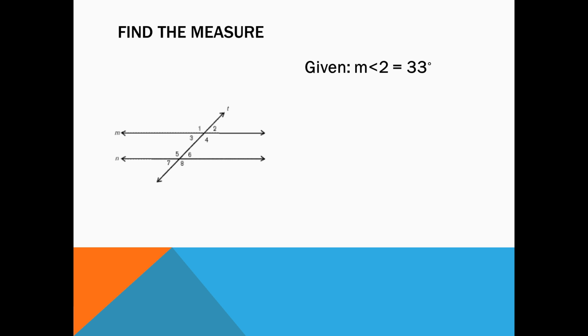We know that 2 and 7 are alternate exterior, so the measure of angle 7 equals 33 degrees. That plus the measure of angle 8 must equal 180 because they're a linear pair. Therefore, the measure of angle 8 is 147 degrees. It seems that same side exterior angles are also supplementary. Why don't we check with angle 1 and angle 7 to find out?